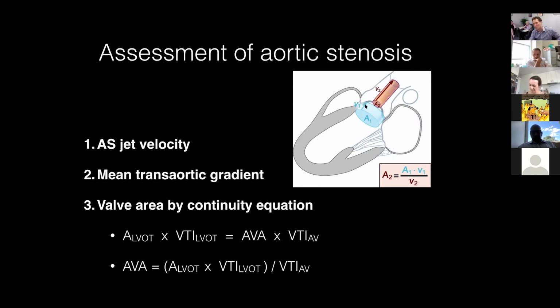The VTI is measured in the apical 5-chamber view, and we'll talk a little bit about accuracy of that in a second, and that's with pulsed wave Doppler. And then with continuous wave Doppler, you get the aortic valve, all right? And that's going to look for the highest gradient along that line. And again, don't forget you can get problems with that too, which we'll go through.